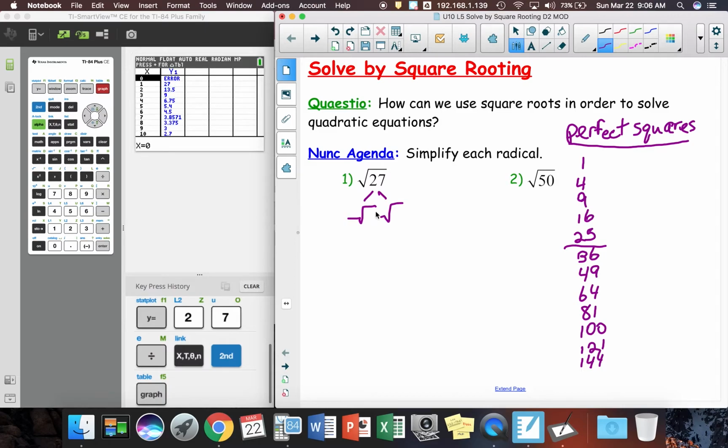Because 9 is a perfect square, I'm going to write that in the first radical, and then write the 3 afterwards. I always like to write my perfect square first. You're going to see why. So square root of 9, when we simplify this down, it becomes 3. Radical 3 cannot be simplified anymore, so we're going to continue writing that down.